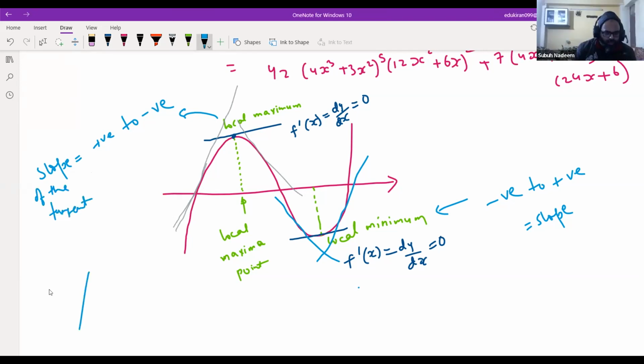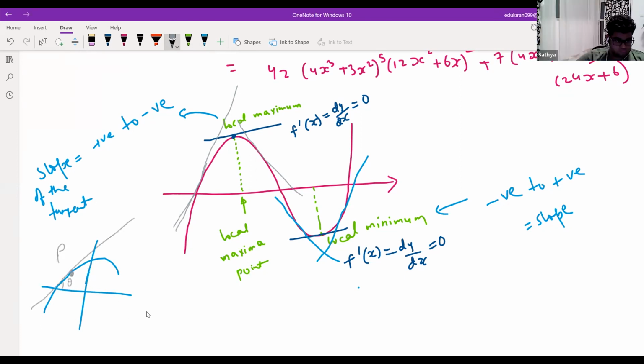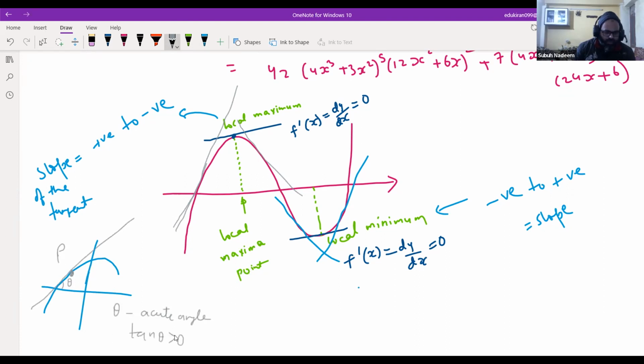You see now, if I draw this curve like this, suppose this is a curve. If you focus on this increasing portion and make a tangent at any point on it, what is the angle it is making? Theta. Theta is an acute angle, less than 90 degrees. So tan theta is positive here. Tan theta is actually the slope, which is also dy by dx. It is positive.